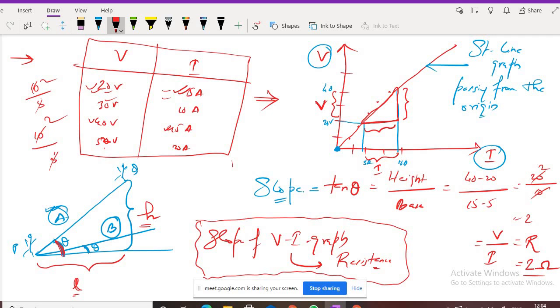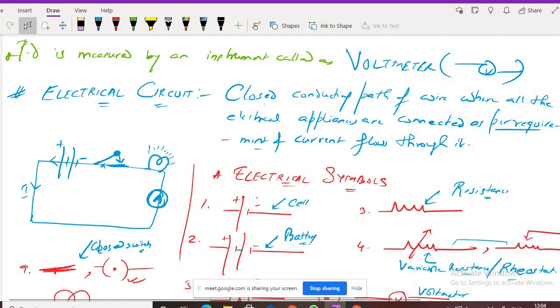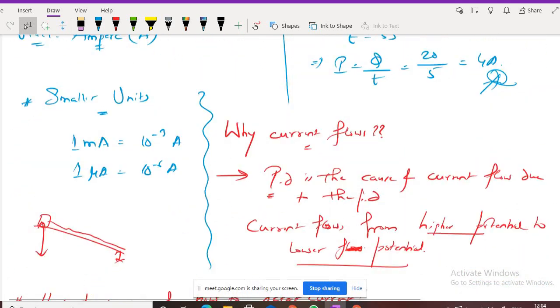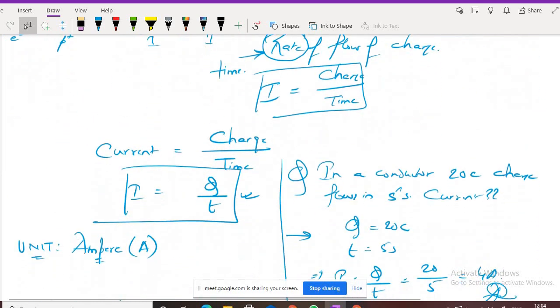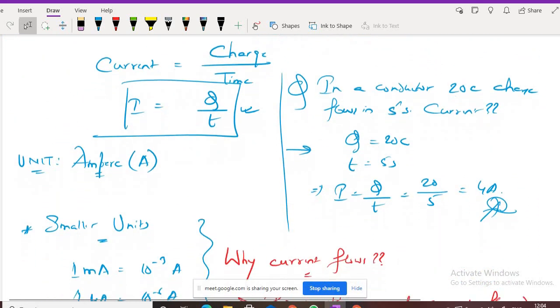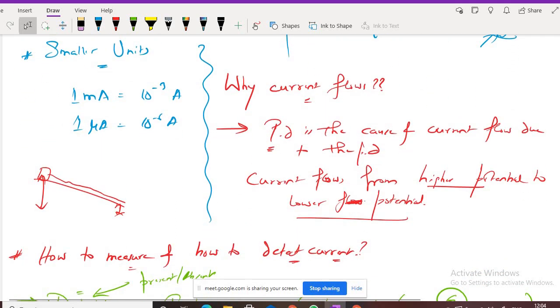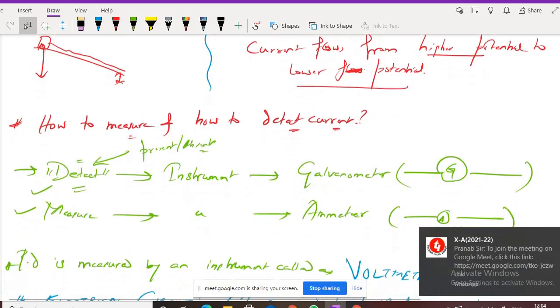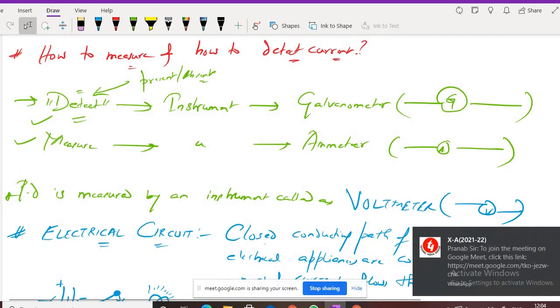Whatever we have studied today, let's revise first in just 30 seconds and we will close the class here. You have a second class. We started the class with electric current. Electric current I is equal to charge by time. Unit is ampere. We have studied smaller units. Current flows from higher potential to lower potential. The instrument used to detect it is the galvanometer, and to measure it is the ammeter.